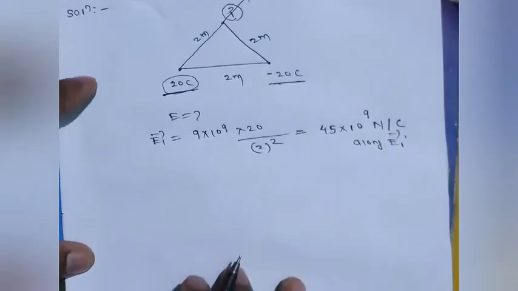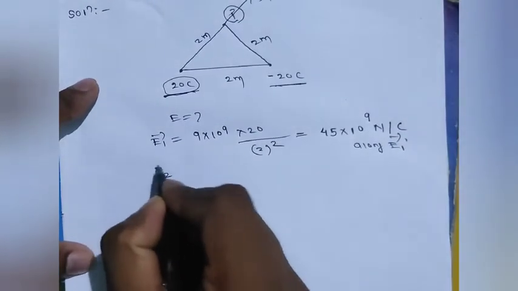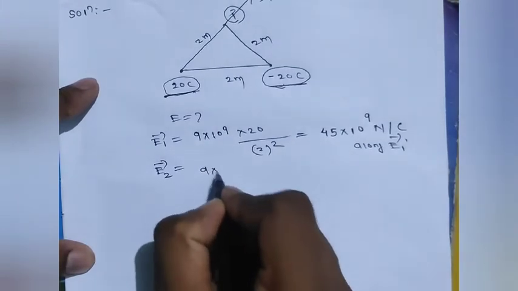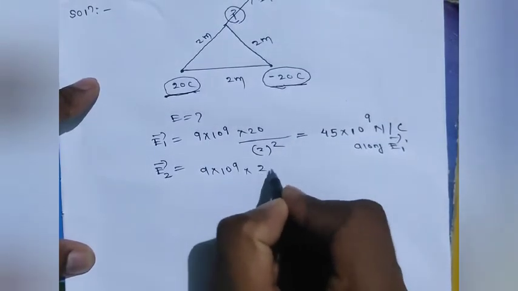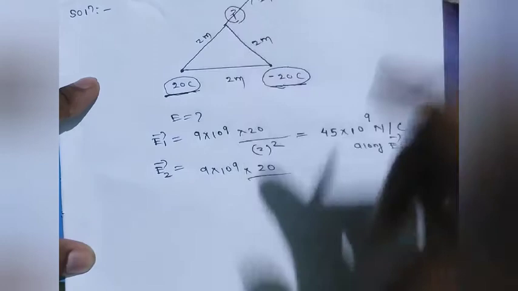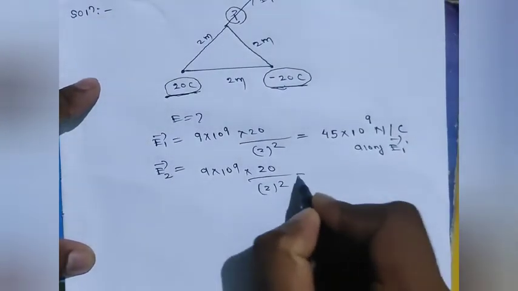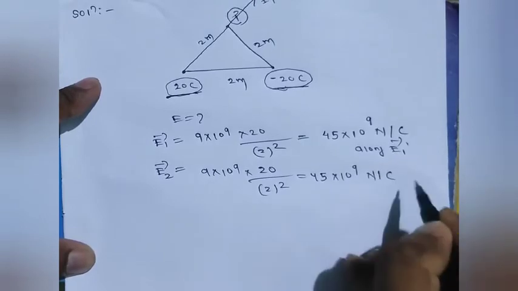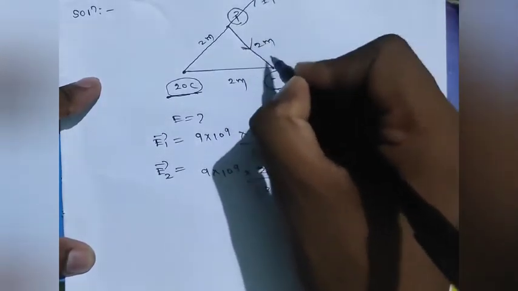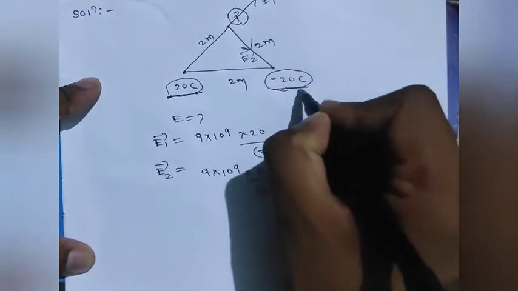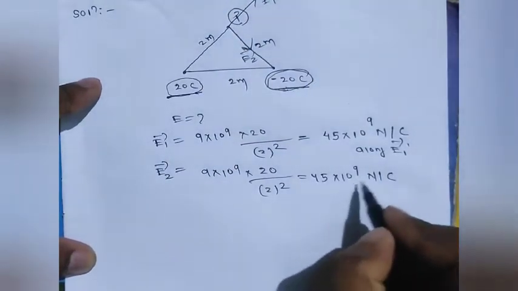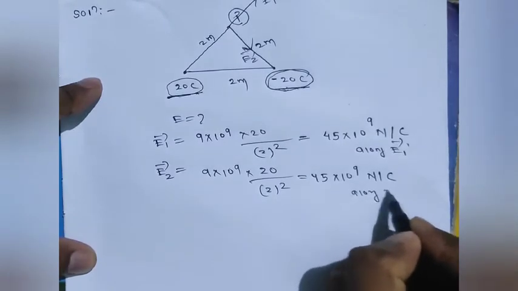Now I shall calculate the electric field E2, that is the electric field due to the minus 20 Coulomb charge at point P. So it's simply 9 into 10 to the power 9, charge is 20 and distance is 2 meter, means 2 square. So it will be the same, 45 into 10 to the power 9 Newton per Coulomb, and it will be directed along this direction because for negative charges the electric field is directed inwards. So it will be along E2.